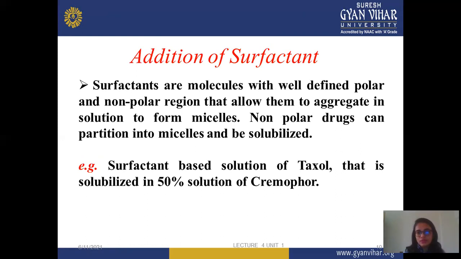Next is addition of surfactants. Addition of surfactants is also an important parameter. This is majorly used because it shows another property and enhances a good amount of solubility. Surfactants are available in a broad range, and according to the type of drug, you select the particular surfactant that is suitable for your formulation. Surfactants are molecules with well-defined polar and non-polar regions that allow them to aggregate in solution to form a micelle, and a non-polar drug can partition into the micelle and solubilize.